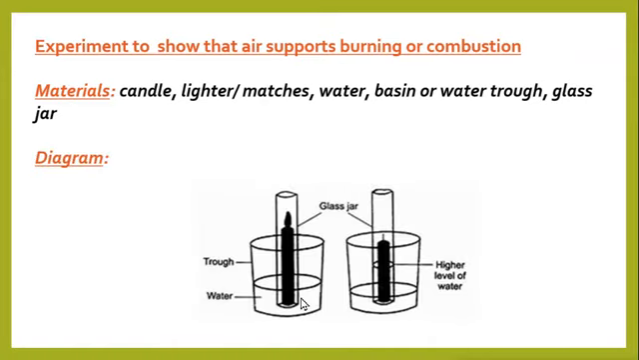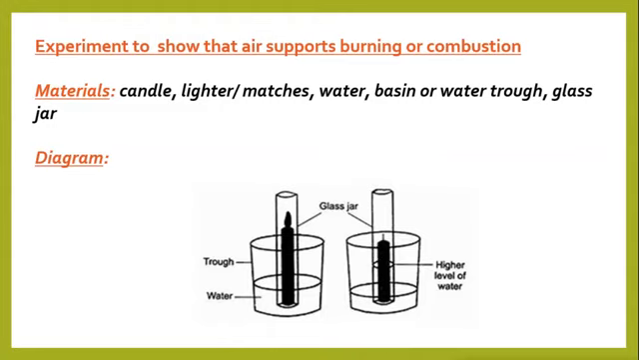Good. So this is the water trough or container. It could be a bowl or whatever, but it should be big enough, containing water. And this is a lighted candle in it, covered with a glass jar. This is the end of the experiment. The light disappears, and the glass jar is somehow filled with water. So let us go through the procedure and find out why the diagram appears this way.